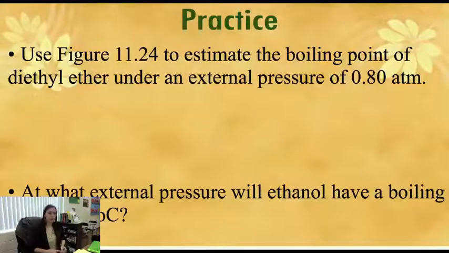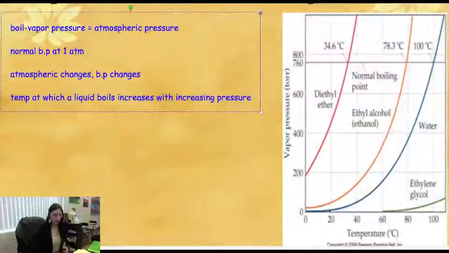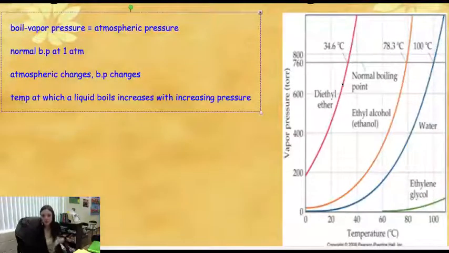So, practice problems here. Using figure 11.24, which is the figure we looked at with the increasing lines, estimate the boiling point of diethyl ether under an external pressure of 0.8. So if we look here, we've got diethyl ether, with an atmospheric pressure of 0.8, so figure out about how many torr that would be. Well, this is one atmosphere. When we look for 0.8, we're going to end up getting about, here in the middle, maybe 27, 30 degrees Celsius.